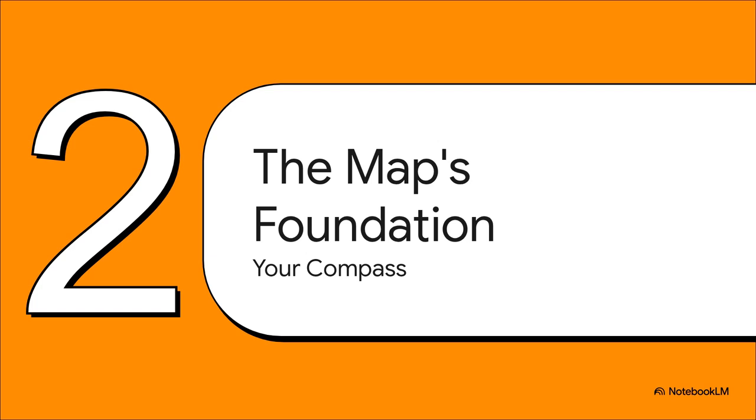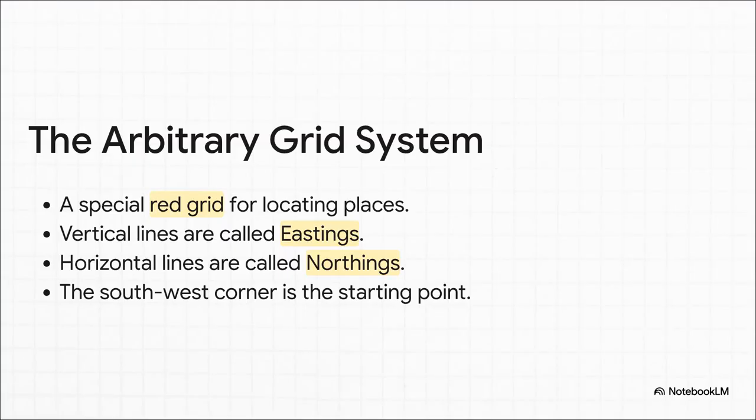Right, every explorer needs a way to pinpoint their location. On a topo map, your main tool for that isn't just a compass, it's the grid system. This grid is the foundation for finding anything and everything on the map. So instead of getting tangled up in latitude and longitude, topo maps use this simple red grid. It's called an arbitrary grid, just because it's a unique overlay made for this type of map to make local navigation way easier. The vertical lines are your Eastings, because their numbers get bigger as you move east or to the right. The horizontal lines are the Northings. Their values go up as you move north. Simple, right? The whole system kicks off from the bottom left corner.